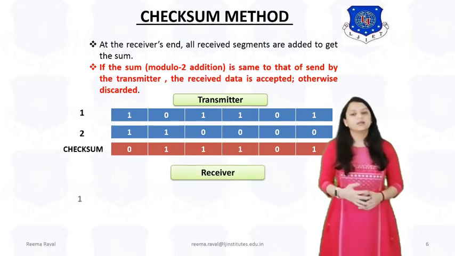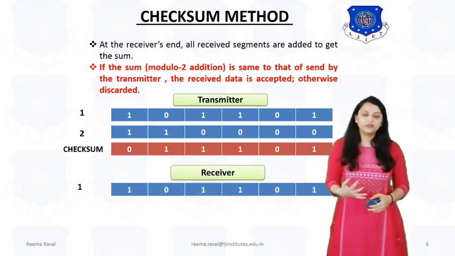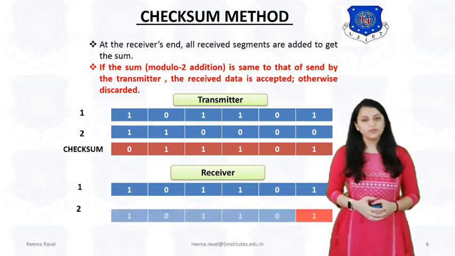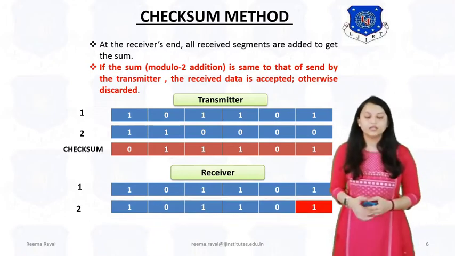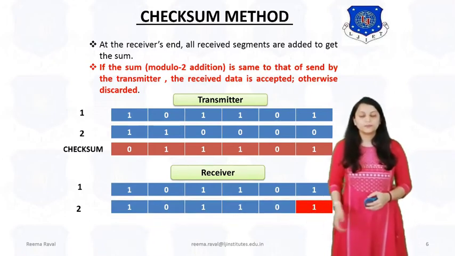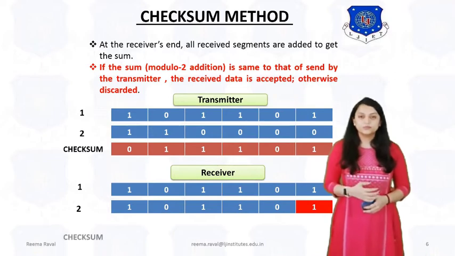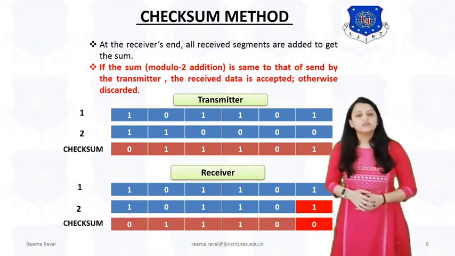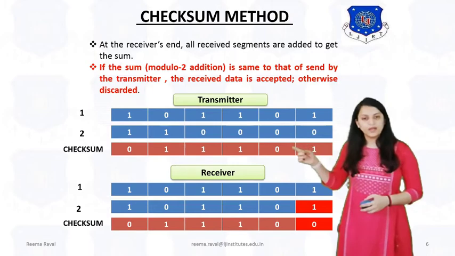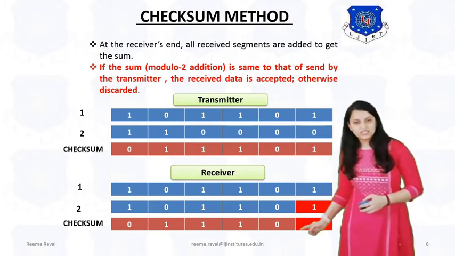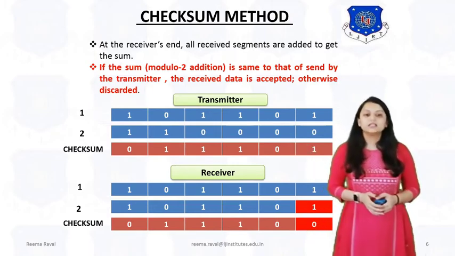Now, let's say, for example, at the receiver side, two consecutive data which are received are like this. As you can see over here, the last data bit is changed. So now if we produce the checksum, it will be different from the checksum produced here. So these two checksums are different, which indicates that there is an error.